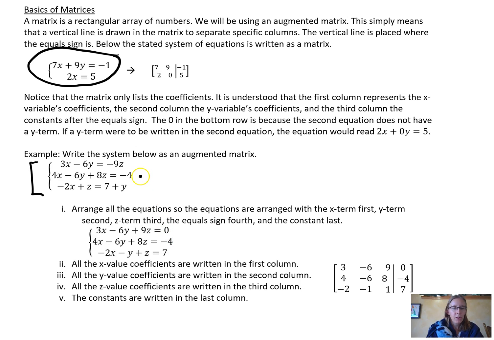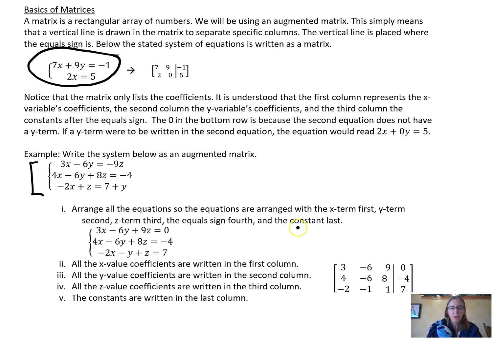The second equation, all the variables are on the left, and they're also in order alphabetically, x, y, z. So that second equation is good to go. In the third equation, I see that I have a y on the right-hand side. I need to move that over and place it in between the x term and the z term. That means that my third equation becomes -2x minus y plus z equals 7. All my equations are now in the correct form.